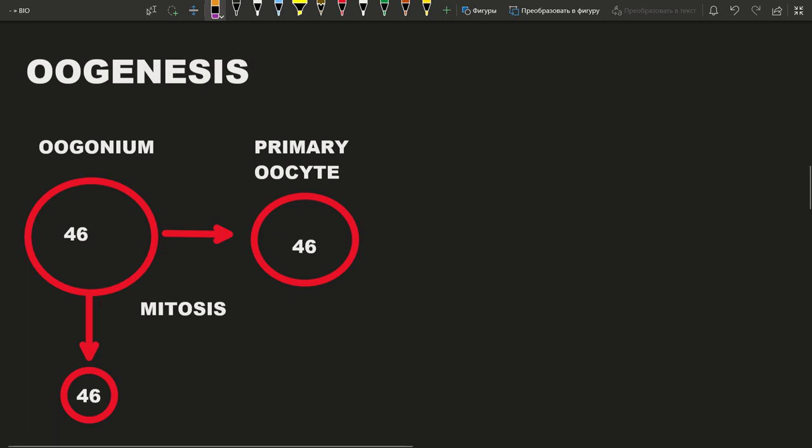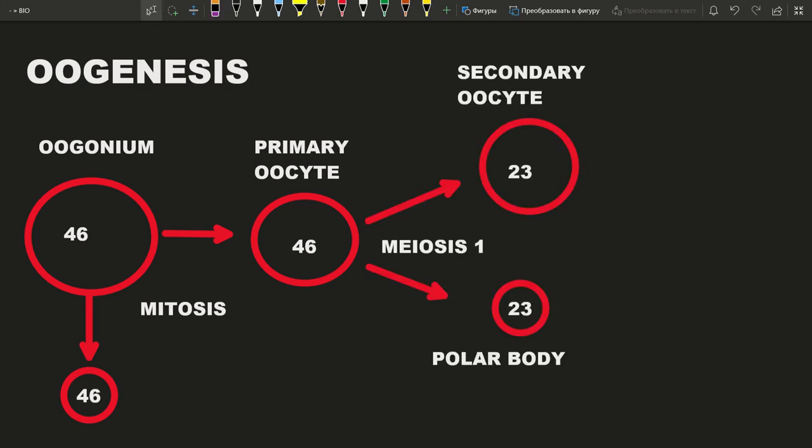Then this primary oocyte prepares for the meiosis, and there happens the replication of the DNA and growth of the cell in general. And then this primary oocyte undergoes meiosis 1 and it forms two different cells. First one is called secondary oocyte and the second one is called polar body. Both are haploid and they contain 23 chromosomes.